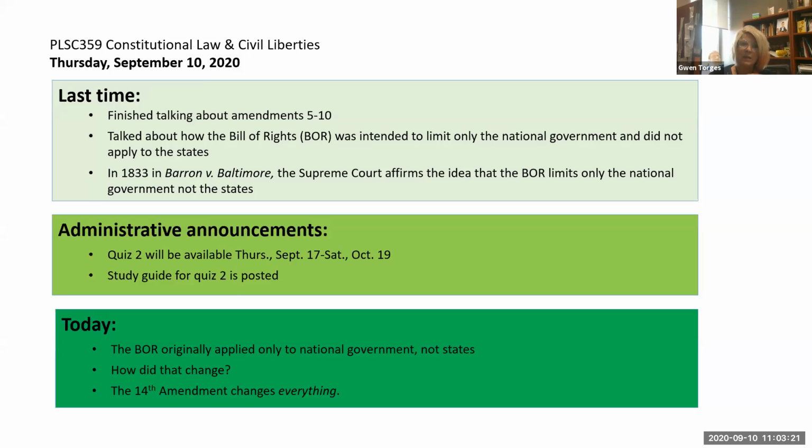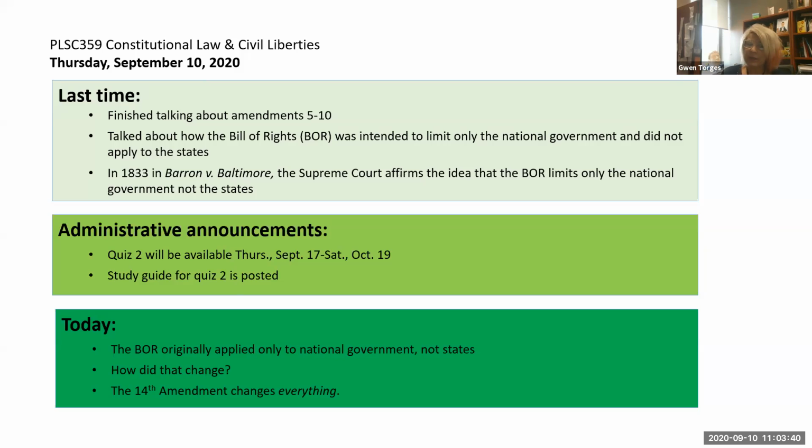So the general rule of law that comes out of that is that it was a reaffirmation. The Bill of Rights only applies to the national government, not to the state governments. So that's what we covered last time.